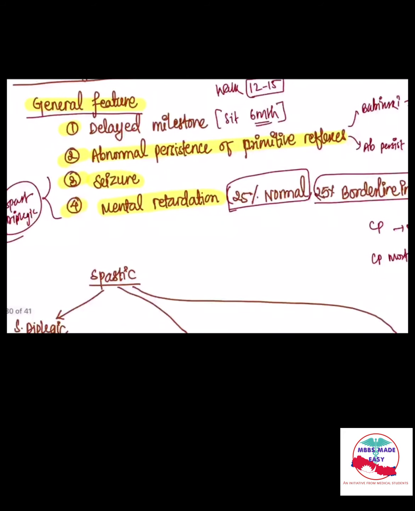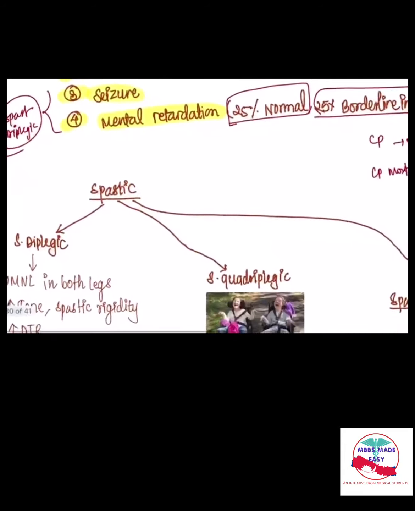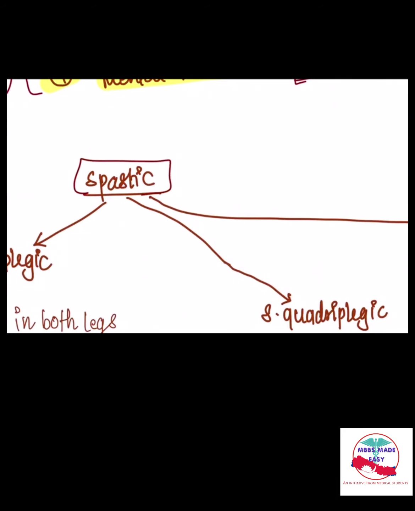Okay, now let's talk about specific clinical features of cerebral palsy. Let's talk about spastic type of cerebral palsy, this being the most common. That's why we are going to discuss this first.